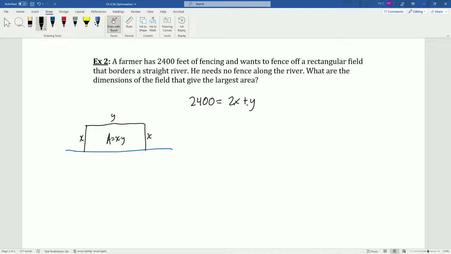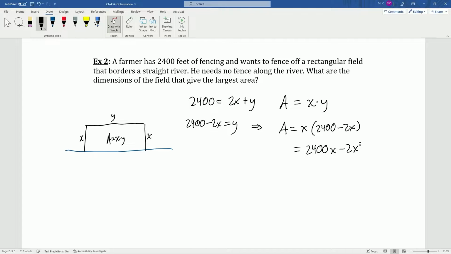Now, what do we want to maximize? We want to maximize the area. So I'm going to need to do a substitution into my area function. And so I'm going to replace y, since I've got y to a single power here and there's nothing multiplying. It's just a little easier. 2,400 minus 2x equals y. So that implies that A can be written as x times 2,400 minus 2x, and that's 2,400x minus 2x squared.